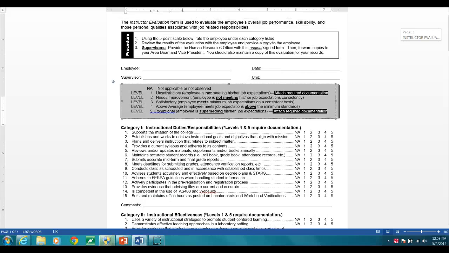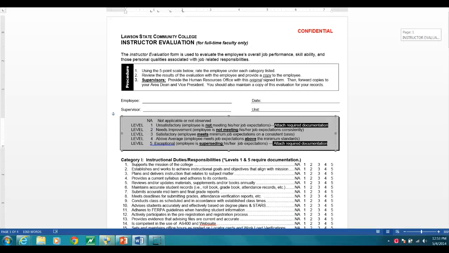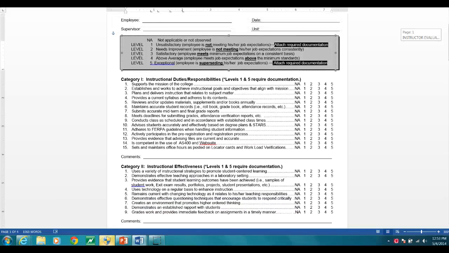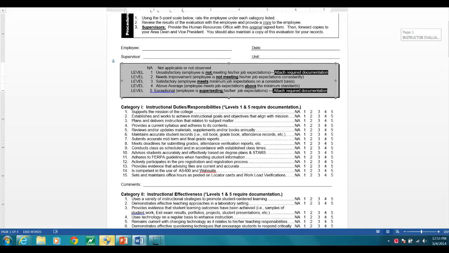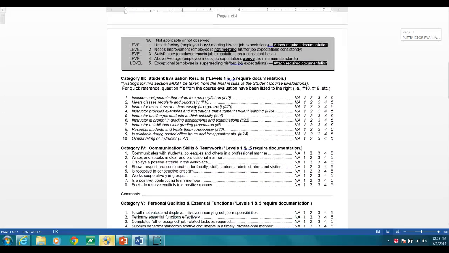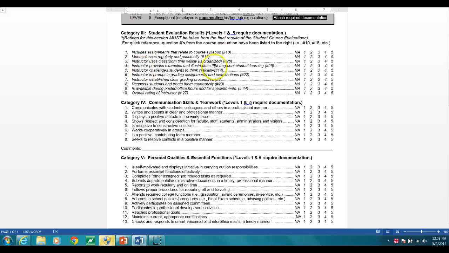I will also say that this document has been developed with the input of faculty, staff, and administration, as I said, over the years. So you can see that for each instrument, you have different categories on which one is evaluated. And this, like I said, is a faculty one. Notice with the faculty evaluation, student results are embedded in here.